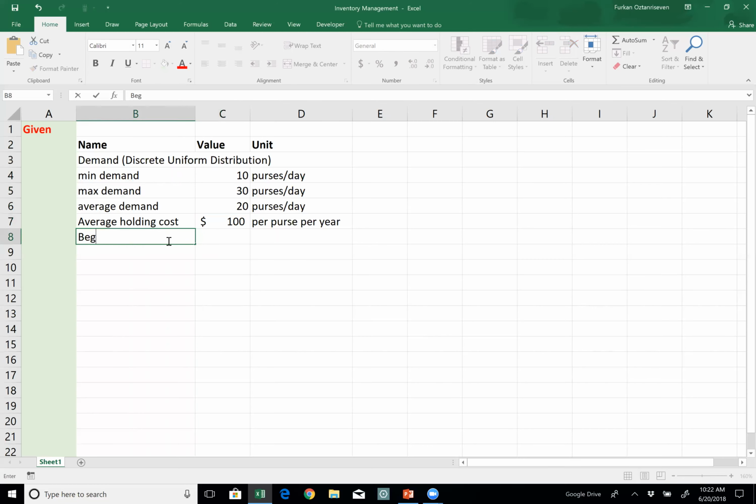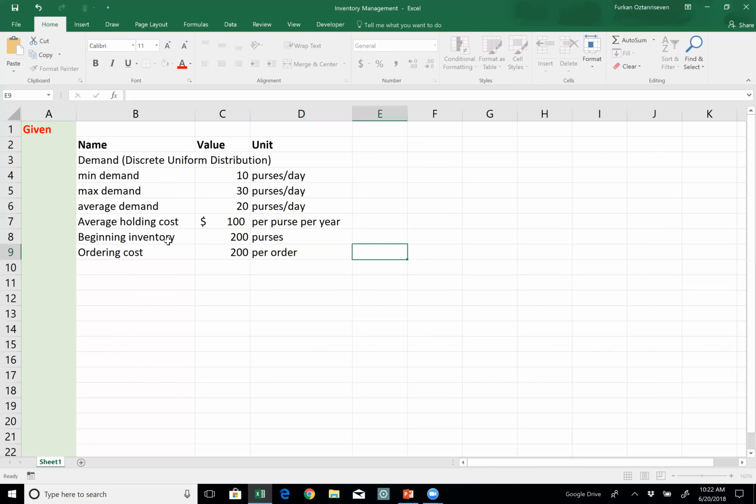Another thing that we need to know in this model is the beginning inventory. At time 0, how much inventory do I have? So it's given that we have 200 purses to begin with. And we need to also know the ordering cost. So the ordering cost is given here in this model as $200 per order.